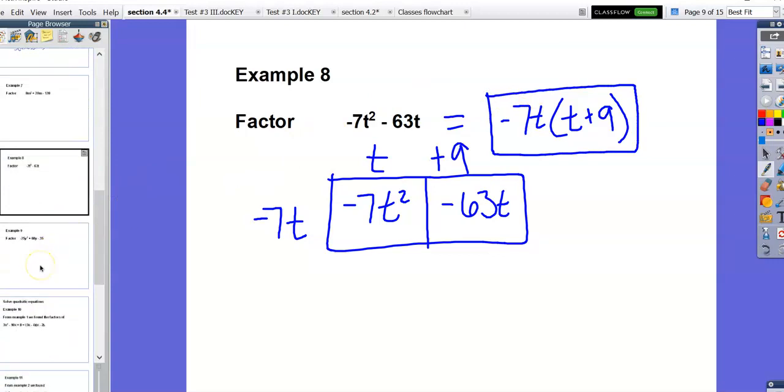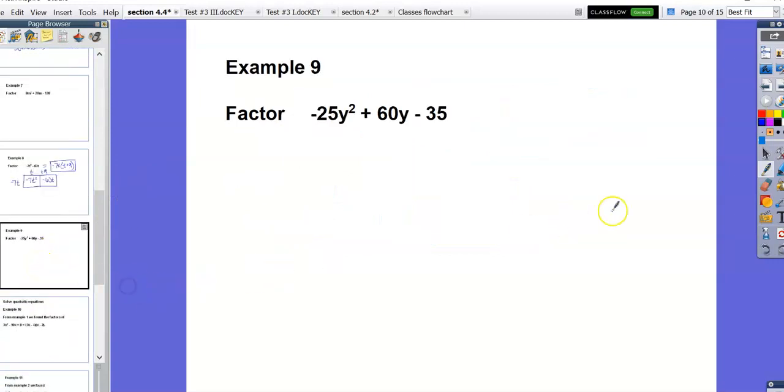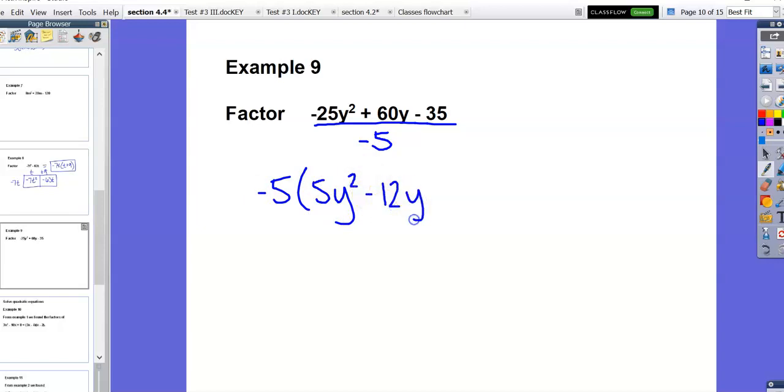And we'll look at just one more example. We have negative 5y squared plus 60y minus 35. All of these numbers end in a 5 or 0, so we could factor a 5 out of here. And then we're left, and sorry, I should say negative 5 with 5y squared minus 12y plus 7.